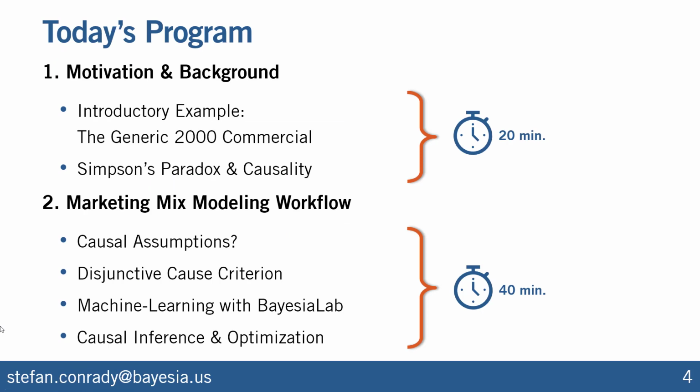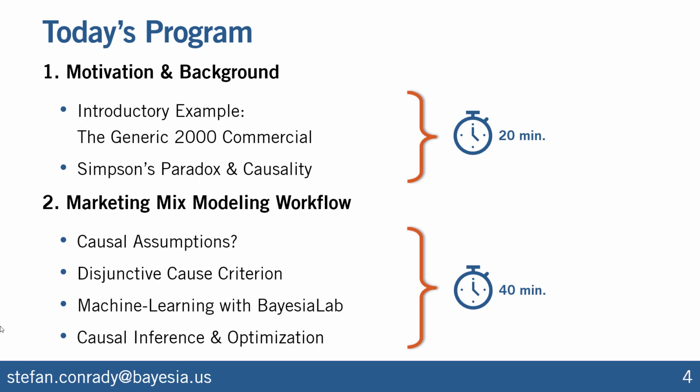We will start off with an introductory example, kind of as motivation and background. We will talk about a fictional product, the generic 2000 new vehicle launch and a commercial for it. In this context, we'll see some of the difficulties of establishing causal effect. You will see an example of Simpson's Paradox, and that introductory part should probably take around 20 minutes or so.